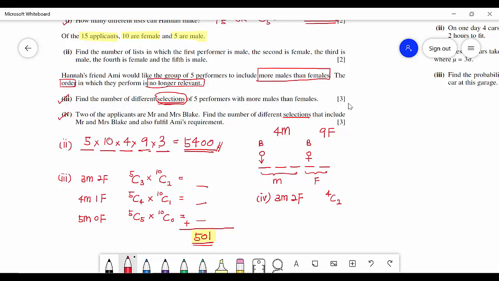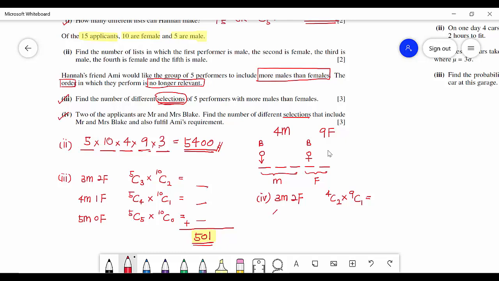Which means I'm having 4C2. Multiply with what? How many female I need to choose? I have only 1 empty space for the female. Therefore, it will be 9C1. And I multiply them together to get one of the answers. So this is the case 1 answer.